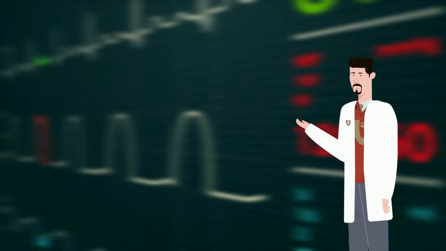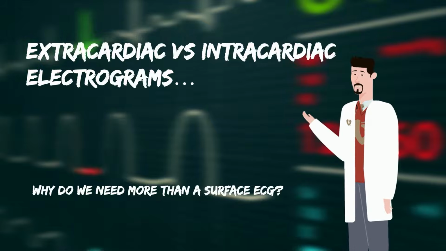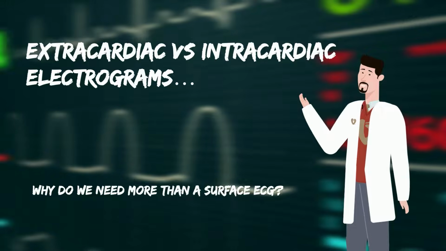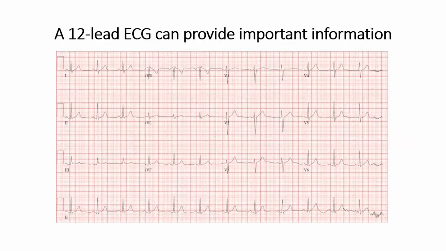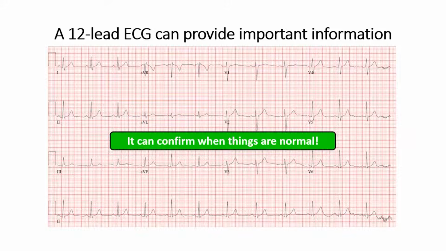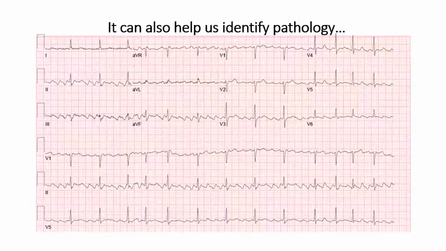So when we step into the EP lab, what we're doing is we're starting to think about intracardiac electrical recordings. But the first question goes, why do we need more than just a surface ECG? Well, let's review what a 12-lead ECG can show us. Firstly, a 12-lead ECG can show us when things are normal. A 12-lead ECG can also be very specific in identifying certain arrhythmias.